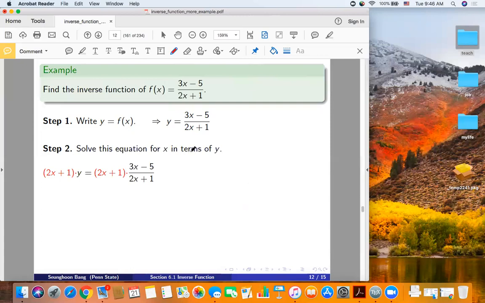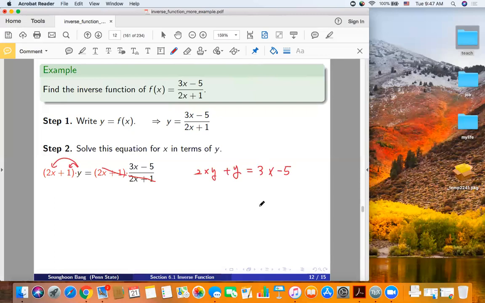So you multiply both sides by 2x plus 1. The 2x plus 1 is cancelled, distribute y. So we have 2xy plus y equals 3x minus 5. The next, you solve this equation for x. How can you do that?